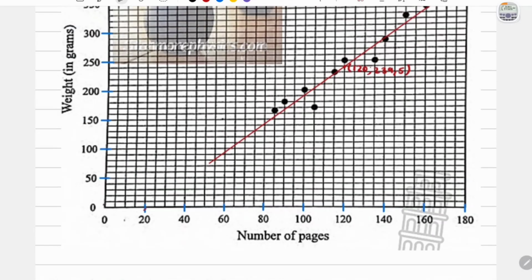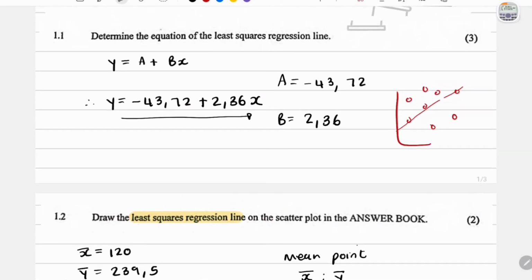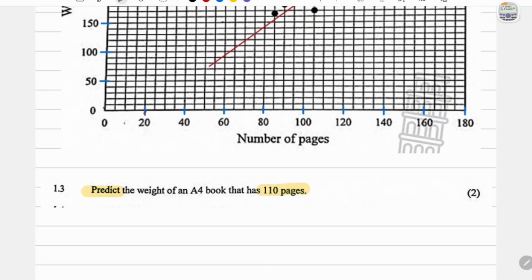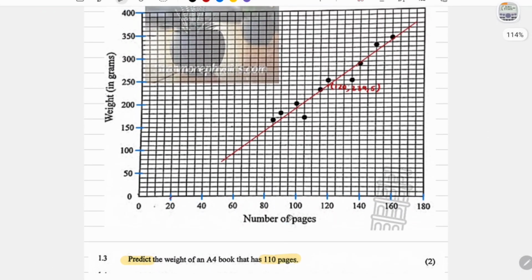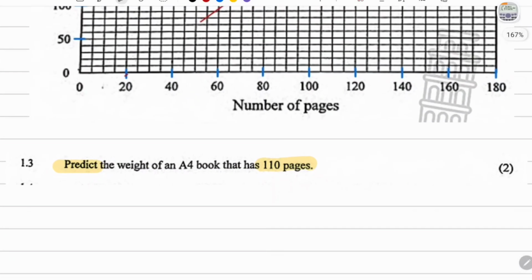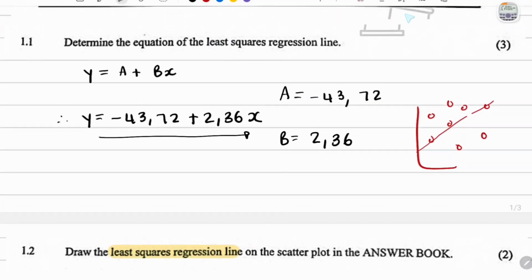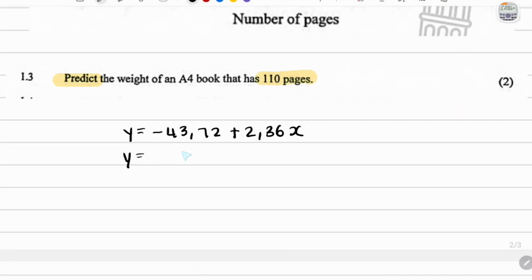So I'm going to use the equation of the line of best fit, and all you have to do here is, because they asked you to predict the weight of an A4 book that has 110 pages, do you see that in your data, your pages are your X values? So it means they've given you an X value and you need to substitute it into your equation to get a corresponding Y value. So go ahead and just say Y is equal to negative 43.72 plus 2.36, and then in place of X, say 110.